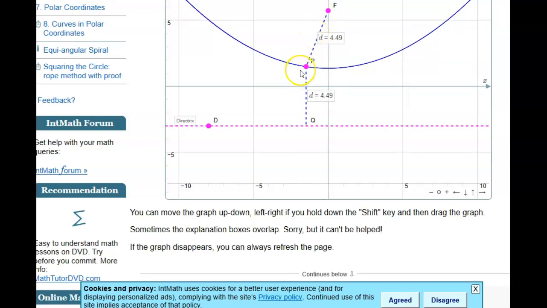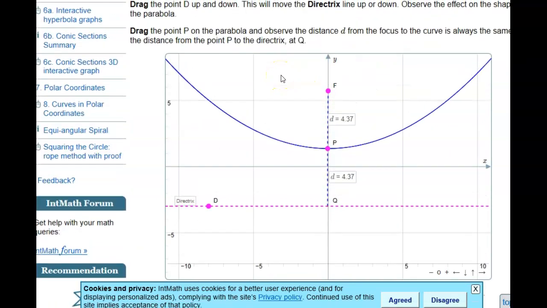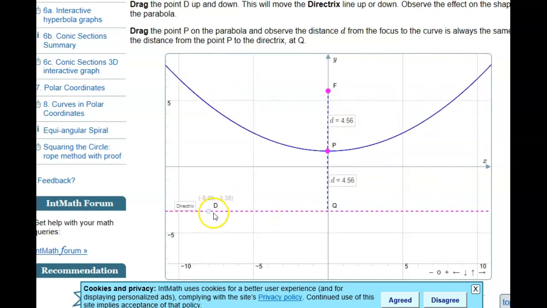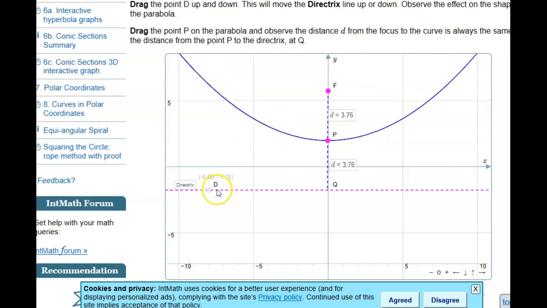But this distance, can we change the vertex? It doesn't look like it. Okay. So we can drag things along here. Same thing, okay? The directrix and focus stay the same distance away from the parabola. All right.